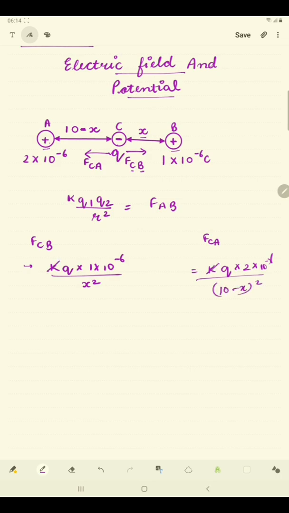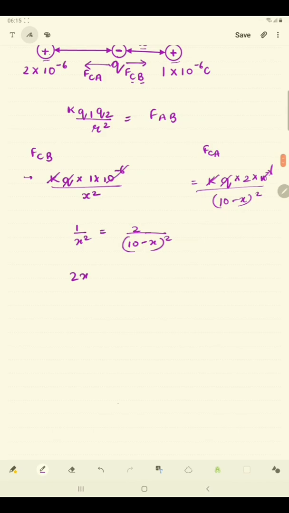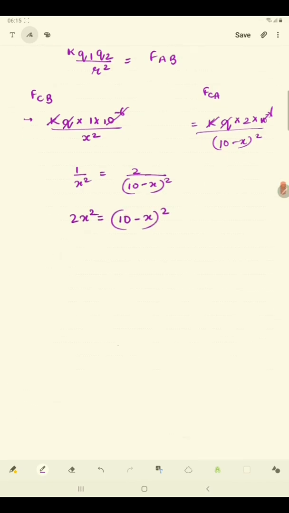So K is common here, so we cut that. Q is also common, 10 to the power minus 6. We are left with 1 upon x square is equal to 2 upon 10 minus x whole square. If we were to cross multiply this, we get 2x square is equal to 10 minus x whole square. Now taking root on both the sides, we get plus root 2 x is equal to 10 minus x and minus root 2 x is equal to 10 minus x.